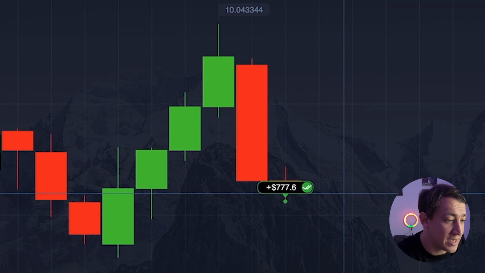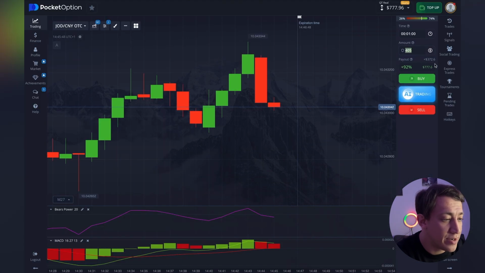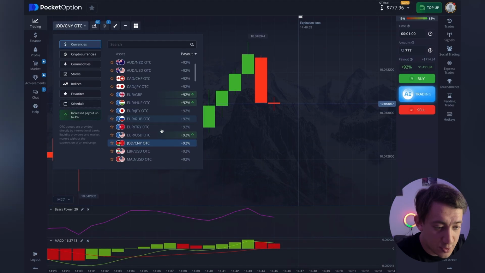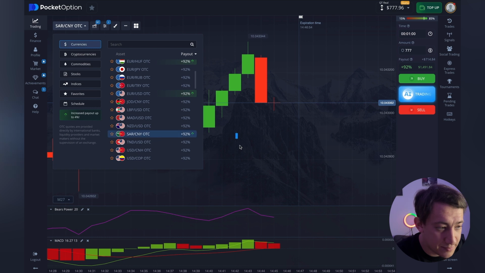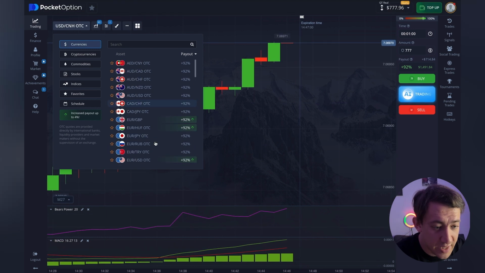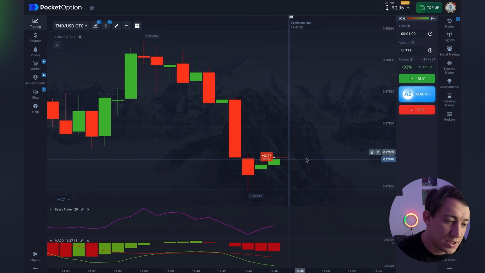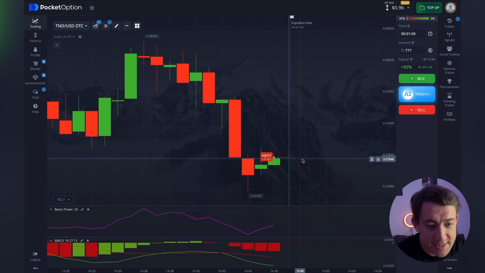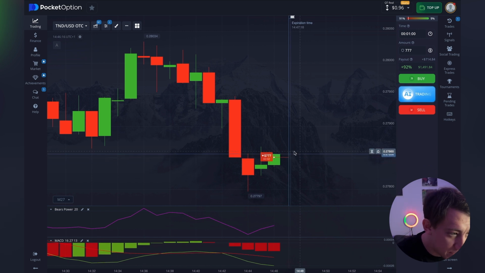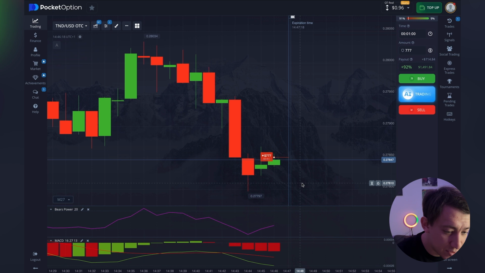Good, $777, guys, in my bank account. It looks very beautiful, and so moving on, I want to trade more, I want to make more, guys. So I entered a downward position, currency pair TND/USD, OTC, and we're going downward.